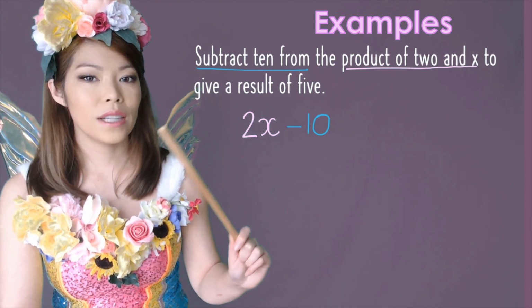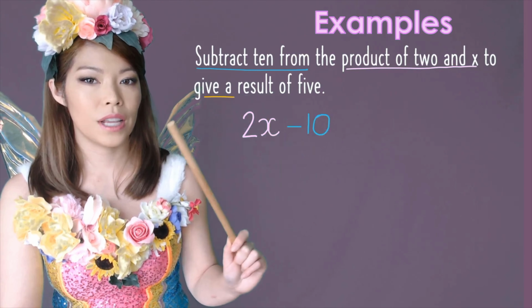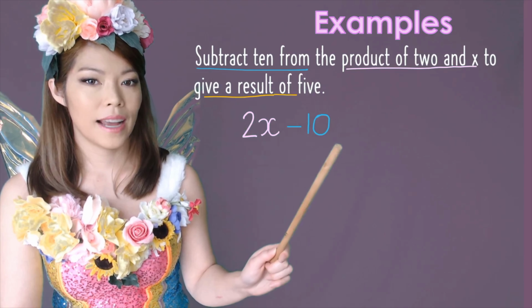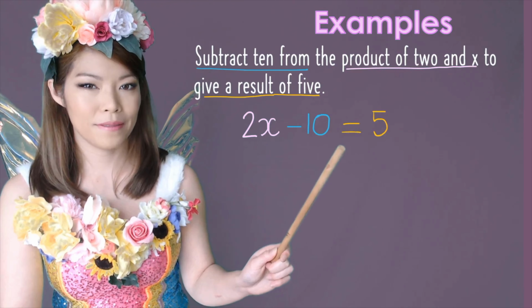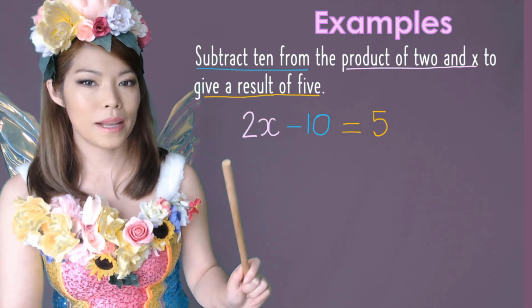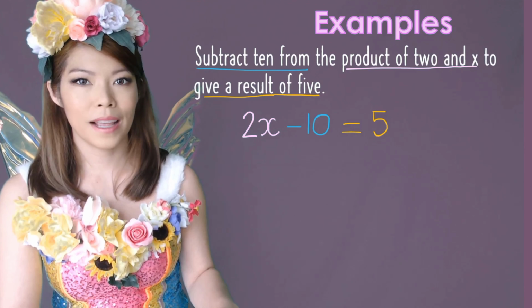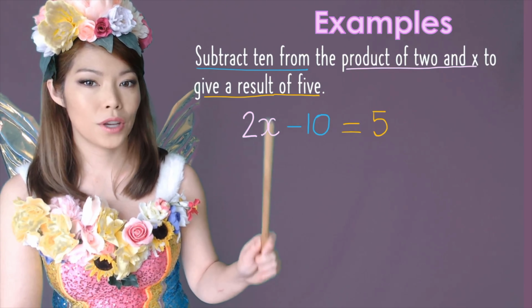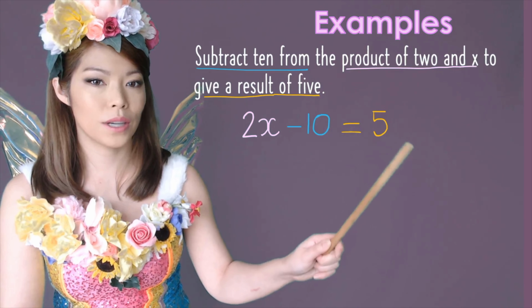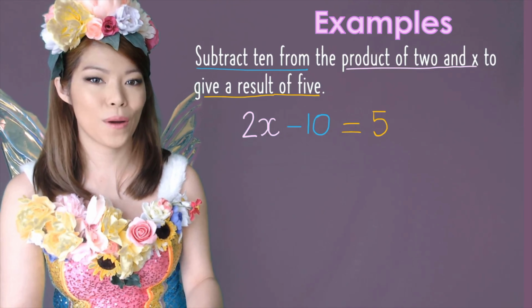To give a result of 5. To give a result means equal, and so it's equal to 5. So that statement means that equation over there. And recall, that's called a term, that's called a term, that's called a term, and the whole thing is an equation.